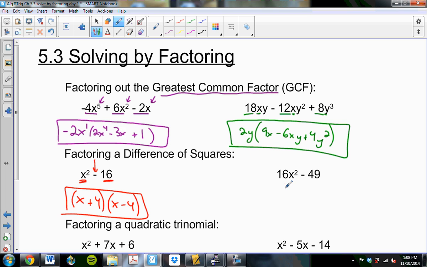Whenever you see a difference of squares, square root the two sides, and those are your two factors. This will be 4x minus 7, 4x plus 7.